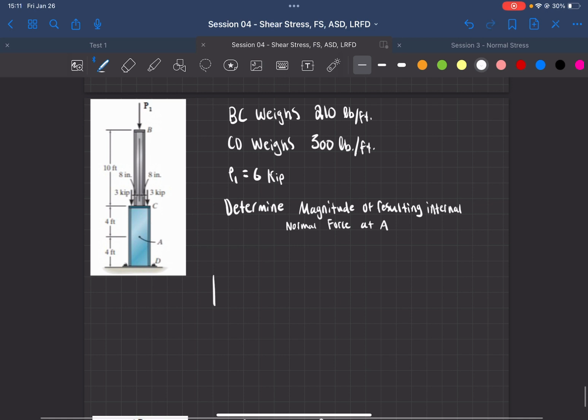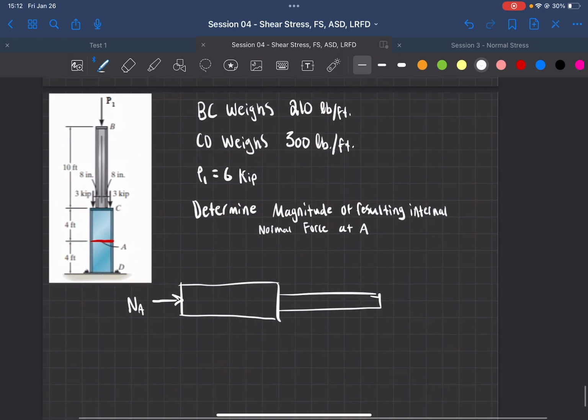All we have to do is first draw our free body diagram, very original. But what we are doing is drawing our free body diagram at point A, right? So this is point A. If we look back at the picture, it's sort of cut here. So we're going to have our internal force at A, so we'll call this NA. Then we can just put on from our picture these two 3 kip forces, so 3 kip, 3 kip, and then our P1, which in our case is 6 kip.